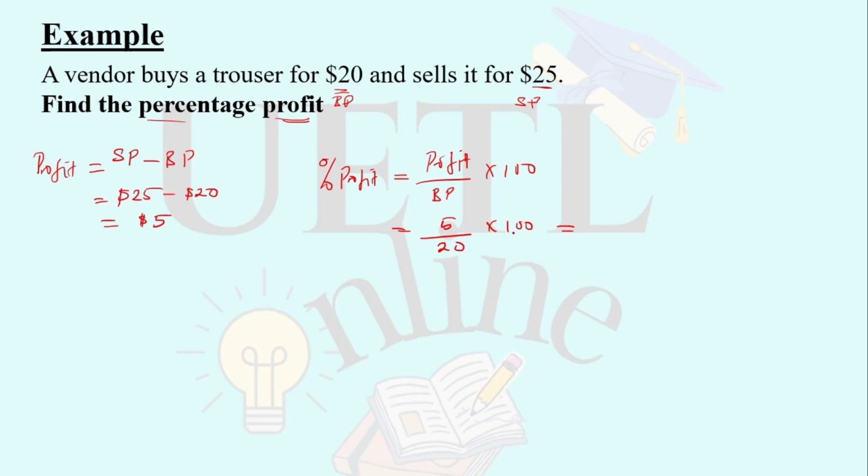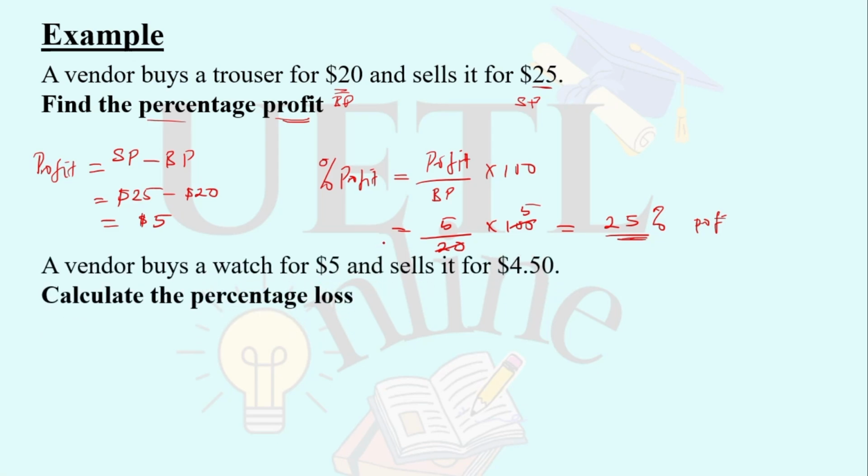Okay, so in this case we are going to say 20 into 100, we are going to get 5. So this means that we are going to get 25% profit. Okay, so this is it, plus 25% profit. So we can see that we have successfully found our profit. Now let's go to the next example.